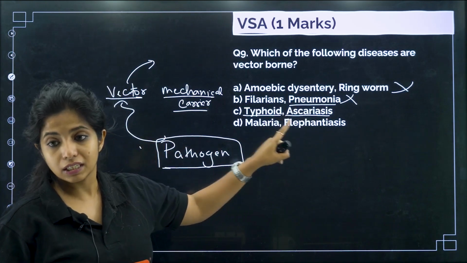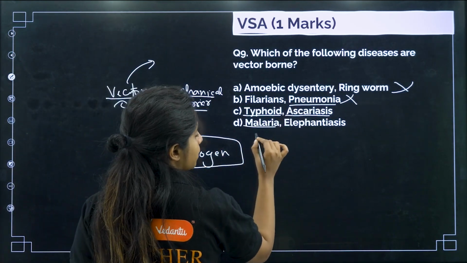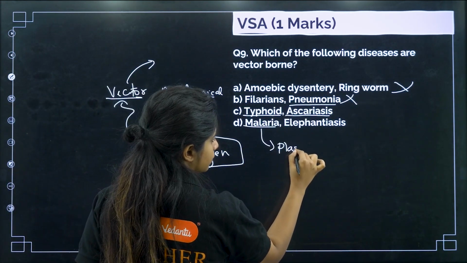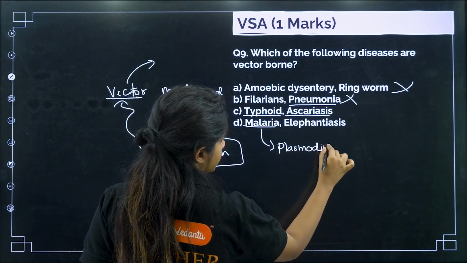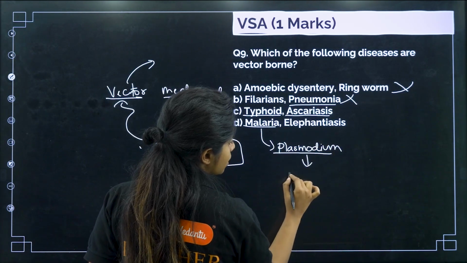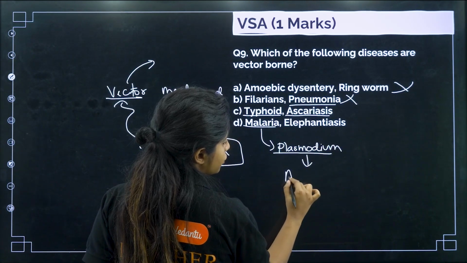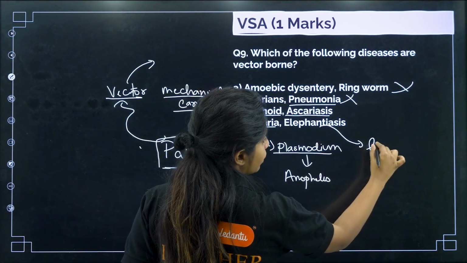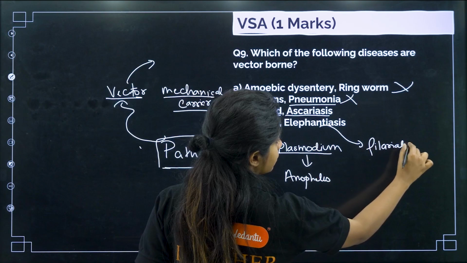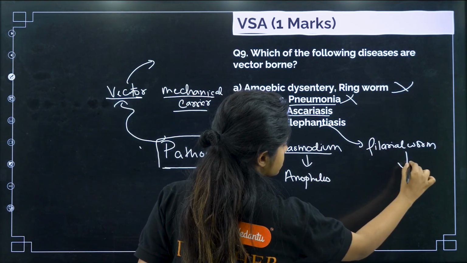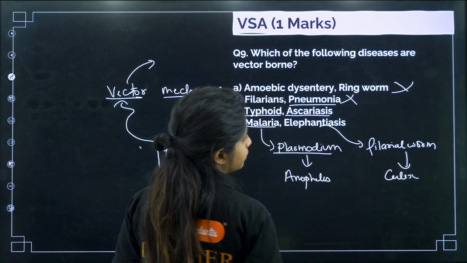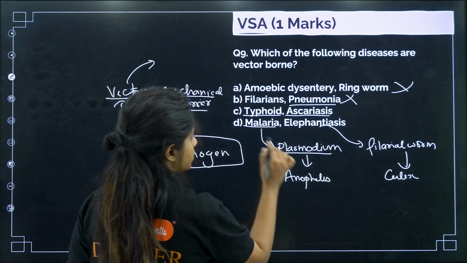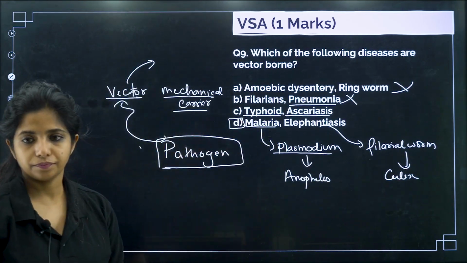Malaria and elephantiasis are vector borne. Malaria is caused by Plasmodium, but what is the vector, children? The vector is the Anopheles mosquito. Elephantiasis is caused by filarial worm. And what is the vector, guys? It is the Culex mosquito. Got it? So these are the vector borne diseases. So this becomes your answer.